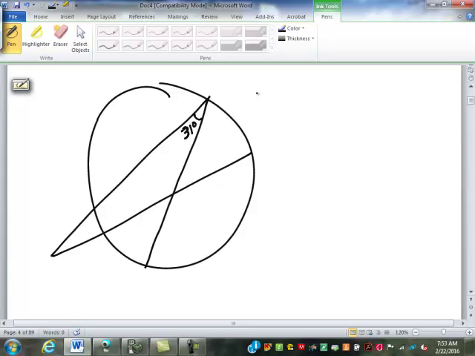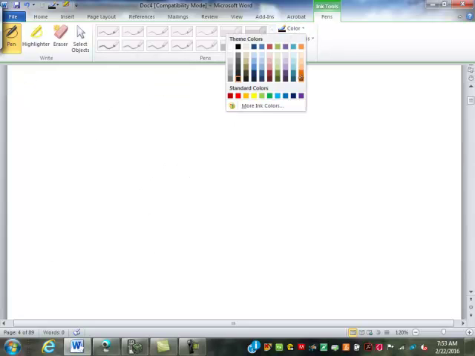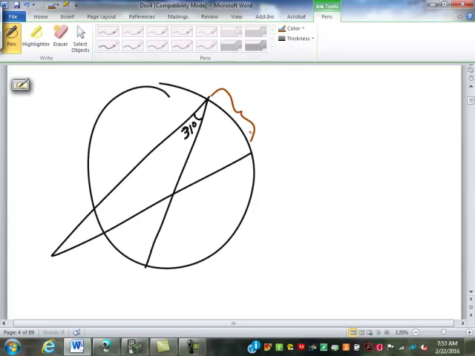So if I give it that angle is 31 degrees, this arc is 38 degrees. This arc in here is 16 degrees. I want you to find this arc and that angle. And this angle.